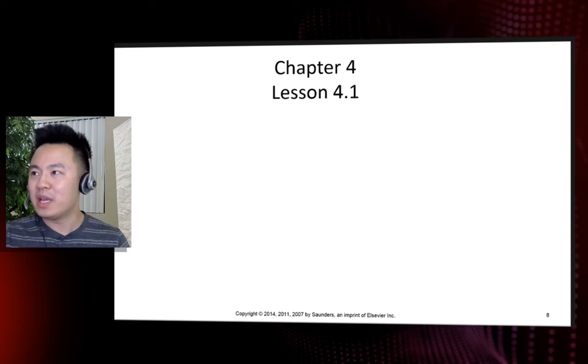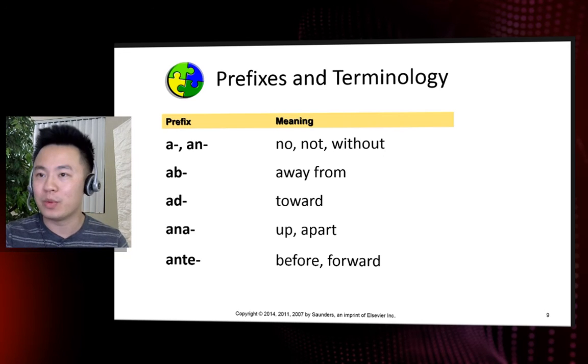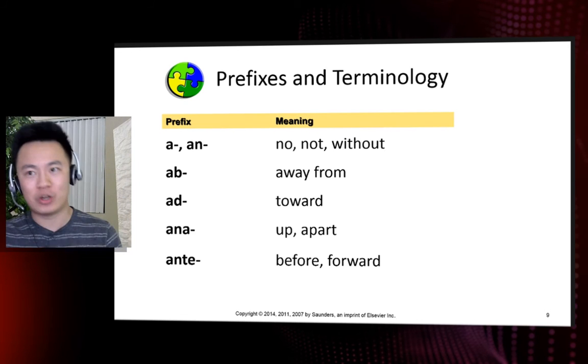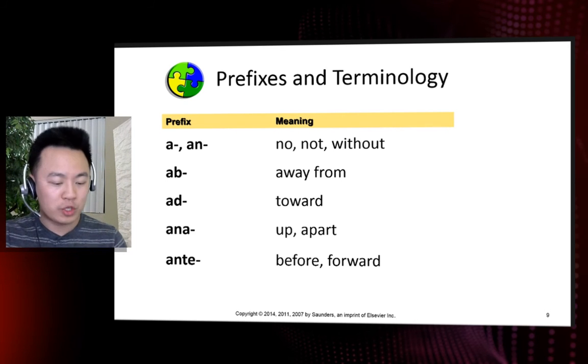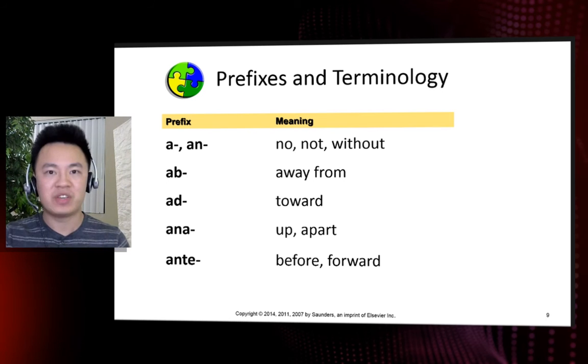Let's go ahead and begin the first lesson here, talking about some of the prefixes that you might encounter in medical terminology. A most common one that you're going to see is a or an, which means no, not, or without. Even though these prefixes, suffixes, or word parts might have more than one definition, keep in mind that depending on how it's used in the field, it could be one of the three definitions, but not necessarily all three.